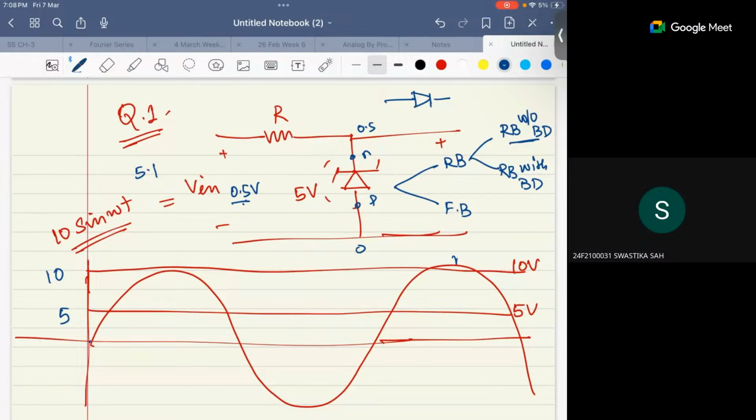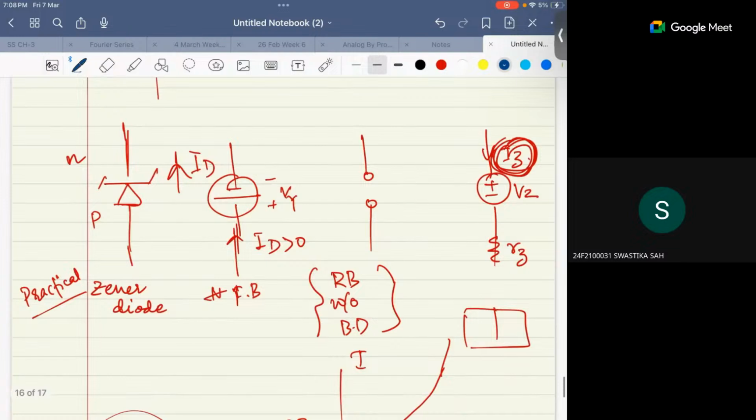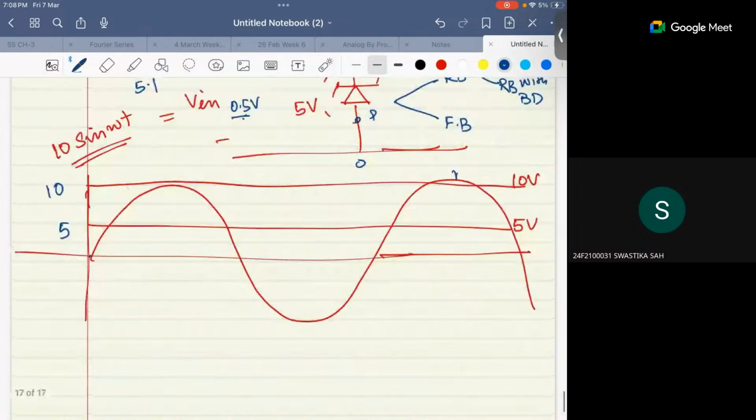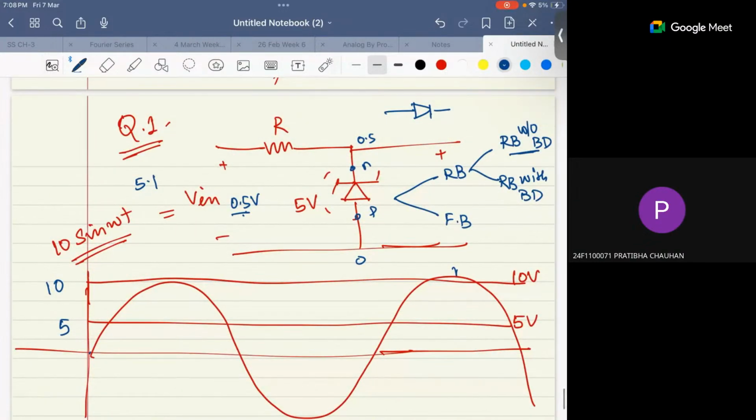What did I say? This is reverse bias without breakdown. This will work as an open circuit. If this is reverse bias with breakdown, if the voltage across it is crossing the breakdown voltage, you just have to replace it with a voltage source. Is it clear? So now 0 to 5 volt, as you can see, the voltage should cross 5 volt.